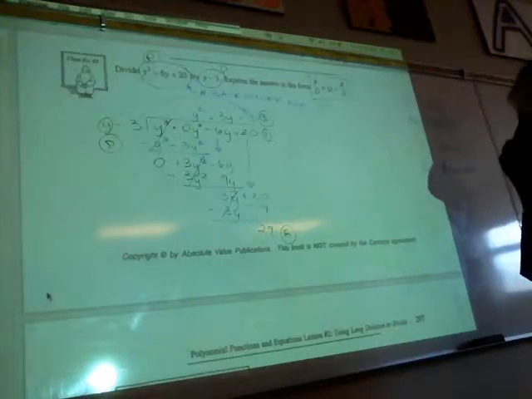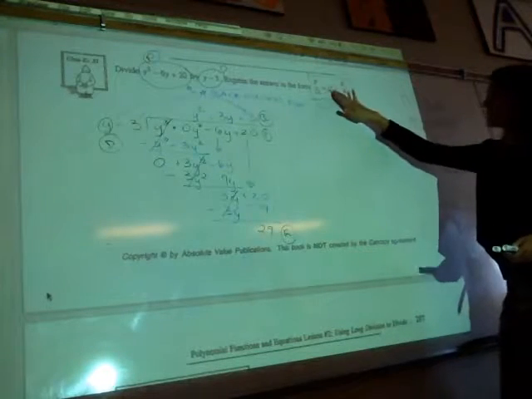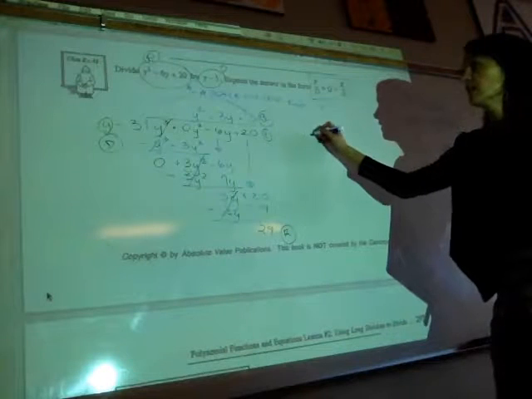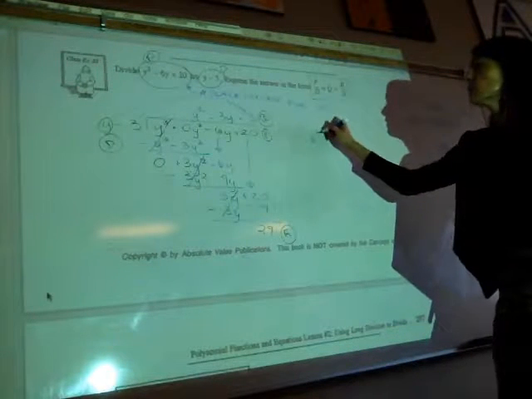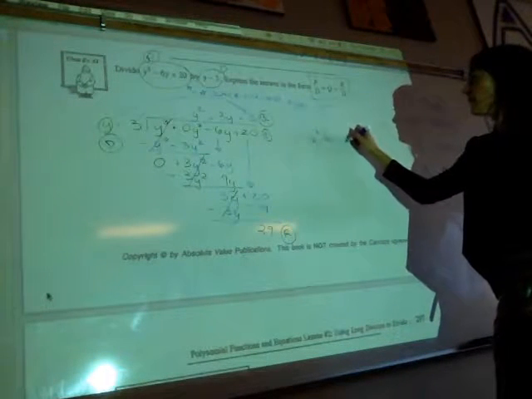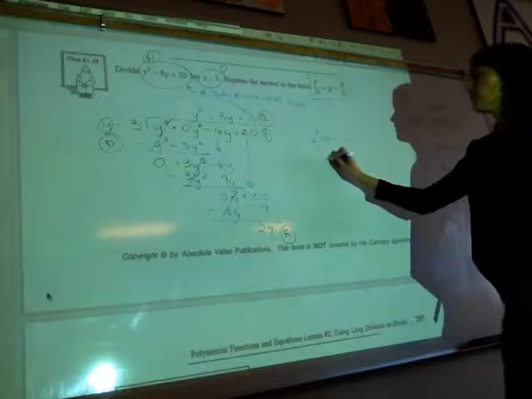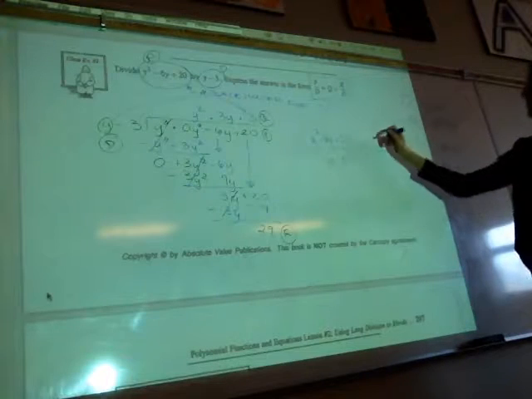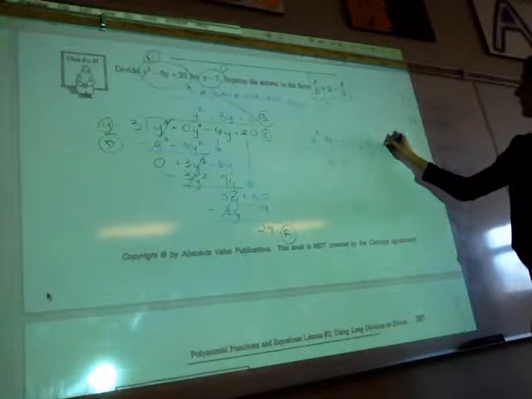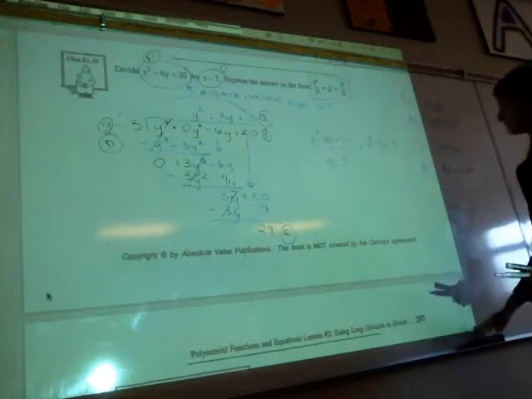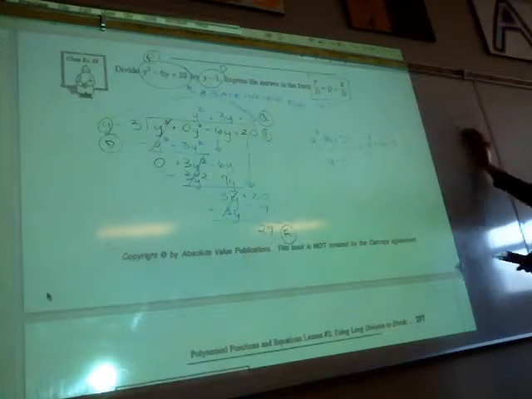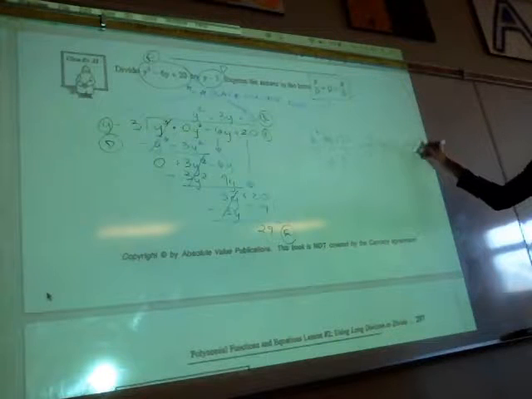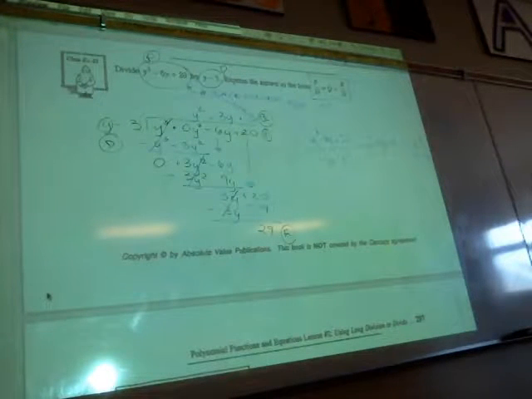This time they want us to answer in the form p over d equals q plus r over d. So we have our polynomial that we started with, y cubed minus 6y plus 20, divided by our divisor, y minus 3. That equals our quotient, y squared plus 3y plus 3. And then we have to add it with our remainder, 29 over our divisor, y minus 3.